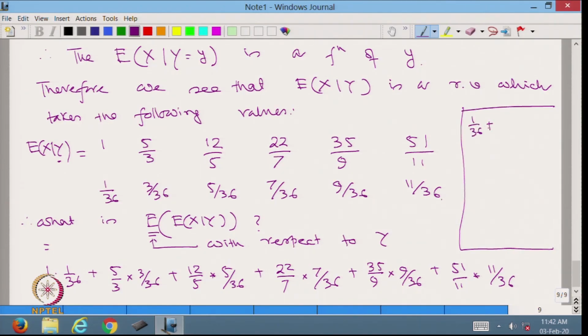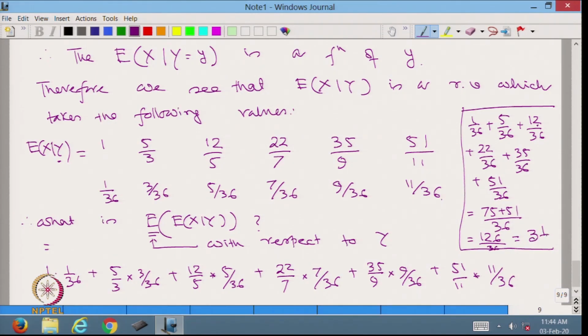1 by 36 plus 5 by 36 plus 12 by 36 plus 22 by 36 plus 35 by 36 plus 51 by 36, which is equal to 1 plus 5 is 6, 6 plus 12 is 18, 18 plus 22 is 40, 40 plus 35 is 75, 75 plus 51 upon 36 is equal to 126 upon 36, which is equal to 3 and a half. So, that is a very interesting thing.